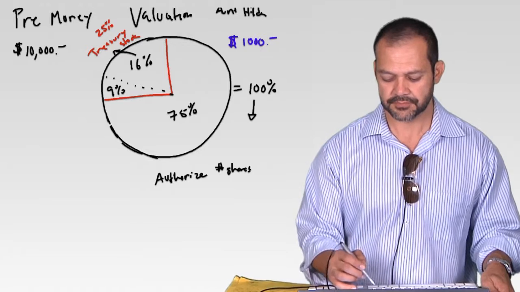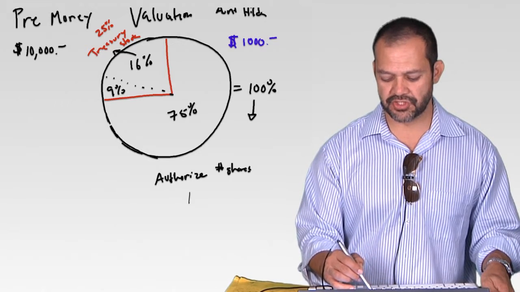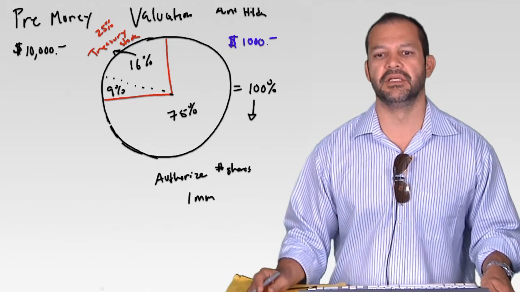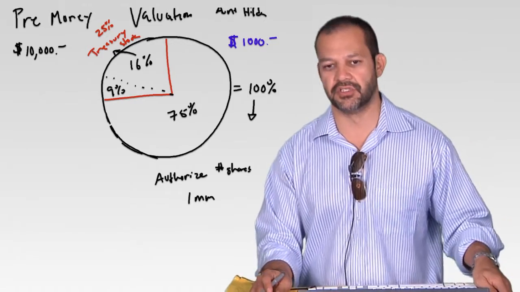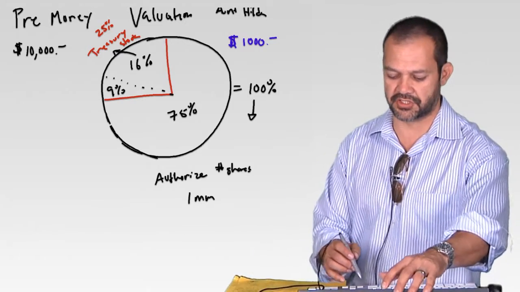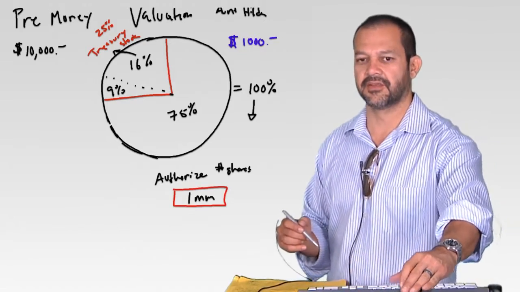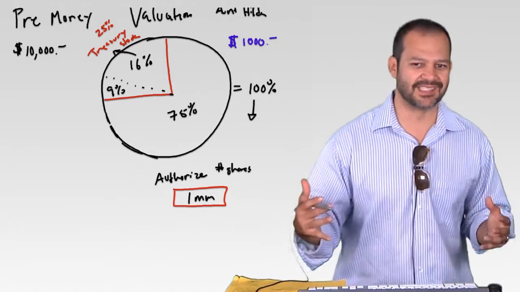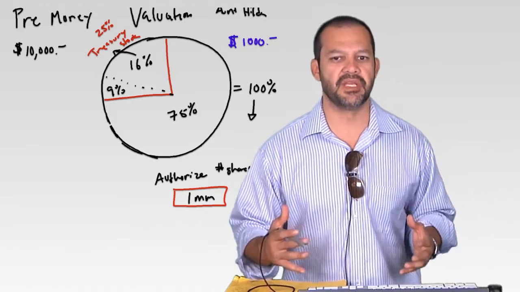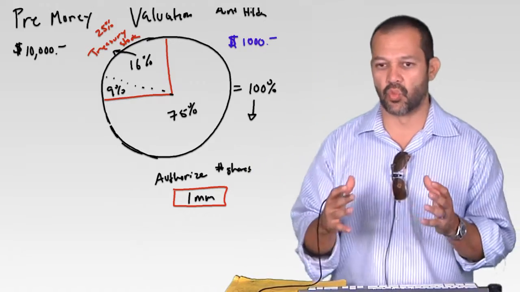Okay? Now, I want you to authorize 1 million shares or 1 million units. Okay? 1 million shares or 1 million units. This, and I'll explain this in the next session, but go with me right now with 1 million shares.